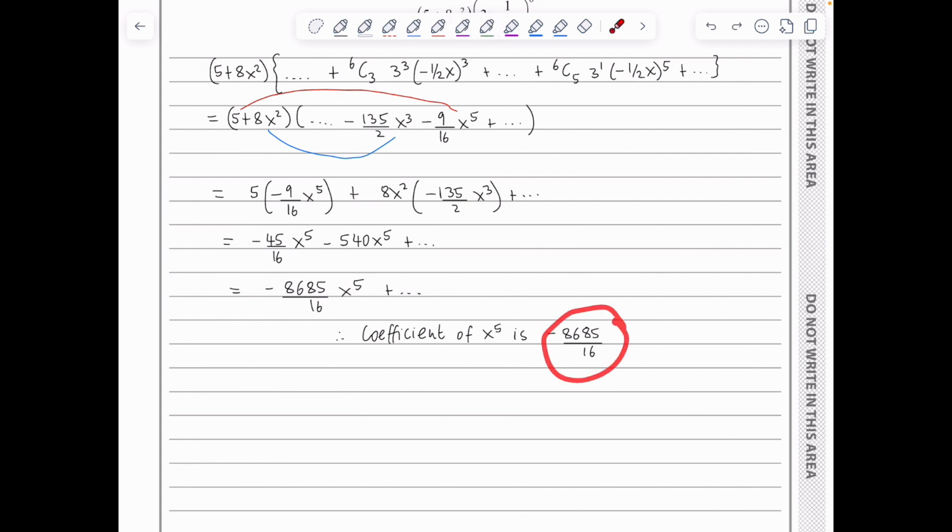Now be careful here, the question is asking for the coefficient. If you stop here, you will be penalized. You just need to report the number with the sign in front of x to the 5, because this is exactly the coefficient of x to the power of 5.